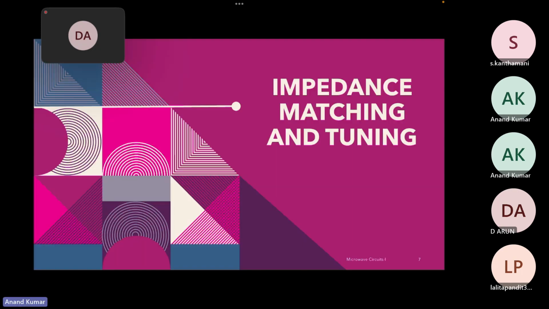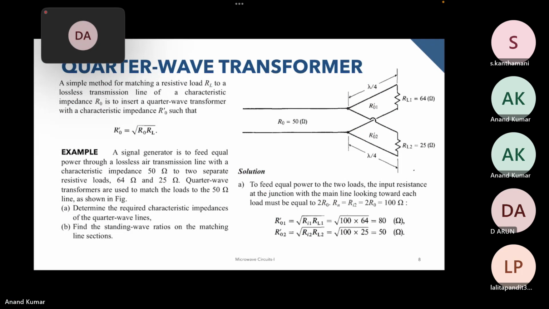So we'll start with a quick recap of the quarter wave transformer. We had discussed the L section matching in the last class along with the Smith chart. If there is any doubt in the Smith chart, please let me know. We had discussed that quite well in the last class.